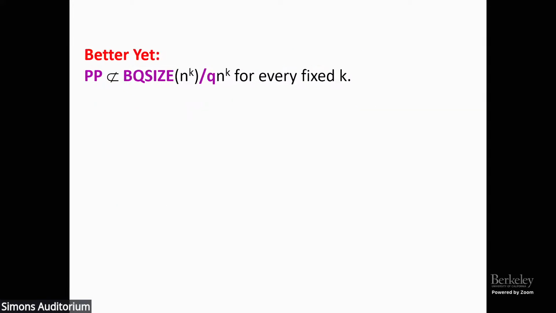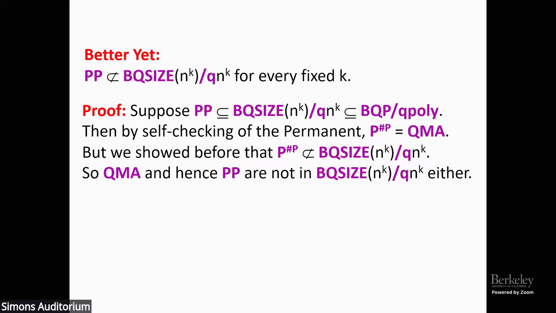Okay. All right. Now here's an even better result, while we're at it. I claim that for every fixed k, PP does not have quantum circuits of size n to the k, even with n to the k sized quantum advice. How can we do that? Well, let's suppose that it did. So suppose PP is in here, then PP is in BQP/qpoly.